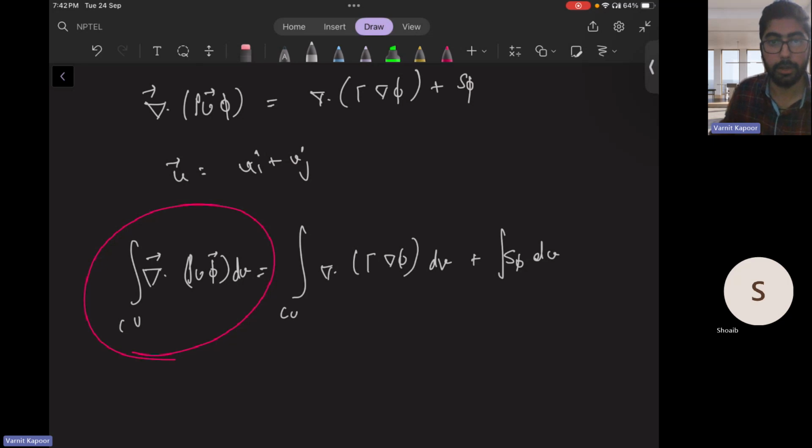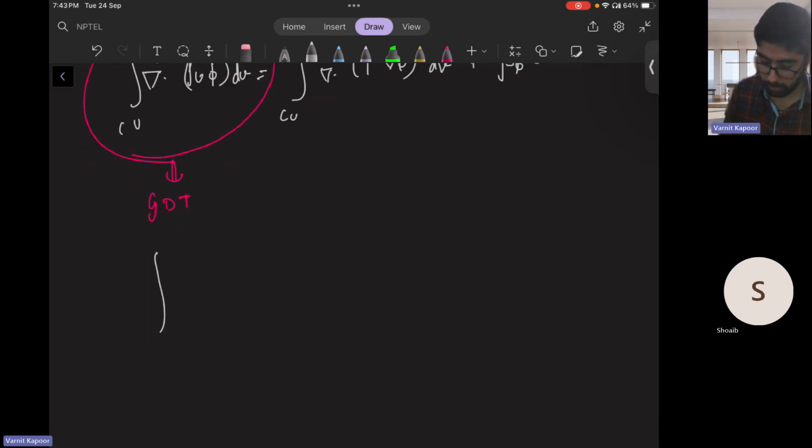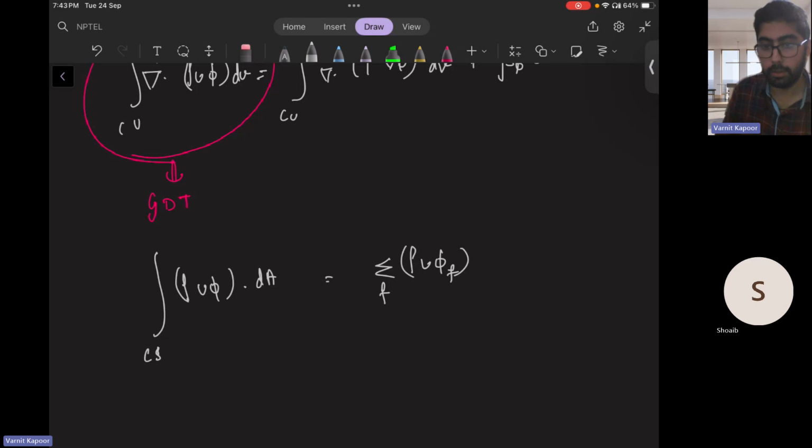What will you get? That will be rho u phi dot dA over the control surface. This right hand side we have already seen multiple times. So sum over faces of rho u phi at f dot Af.